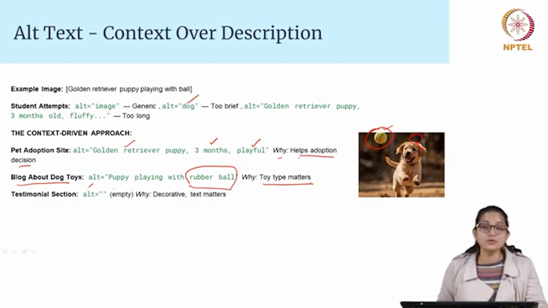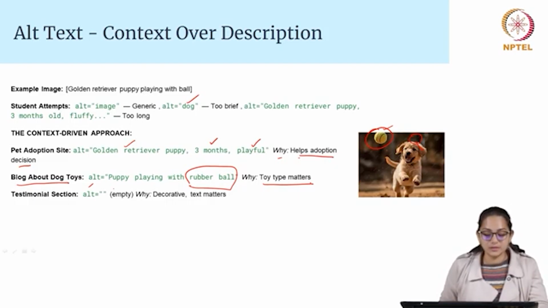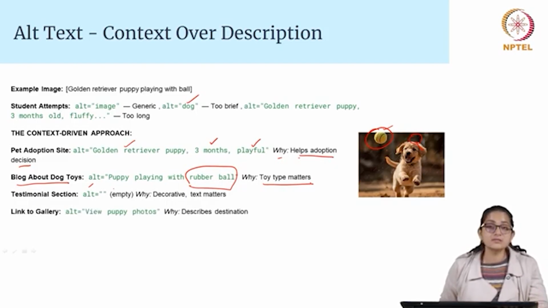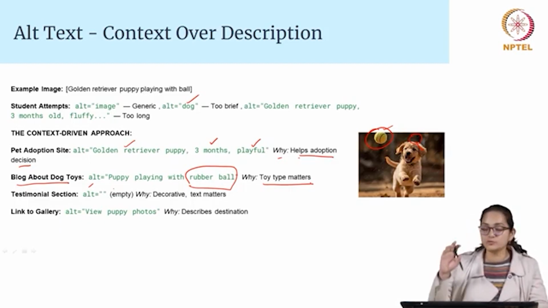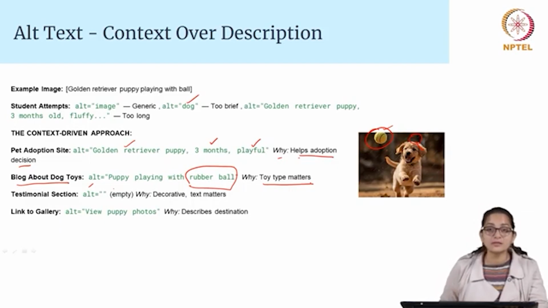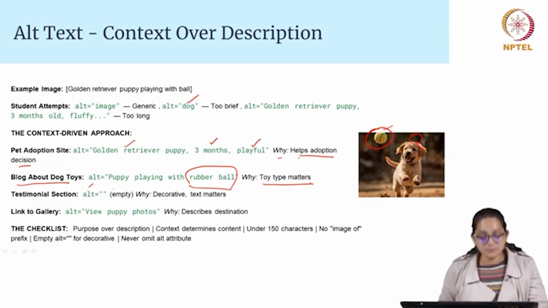If it's a testimonial section part, then it can be an empty alt text. Why? Because it's decorative, it's testimonial, it's not informative. Say if it is a link to the gallery, then the alt text says "view puppy photos" because it describes the destination. If you click on the image, it will take you to a gallery where there are more such photos.